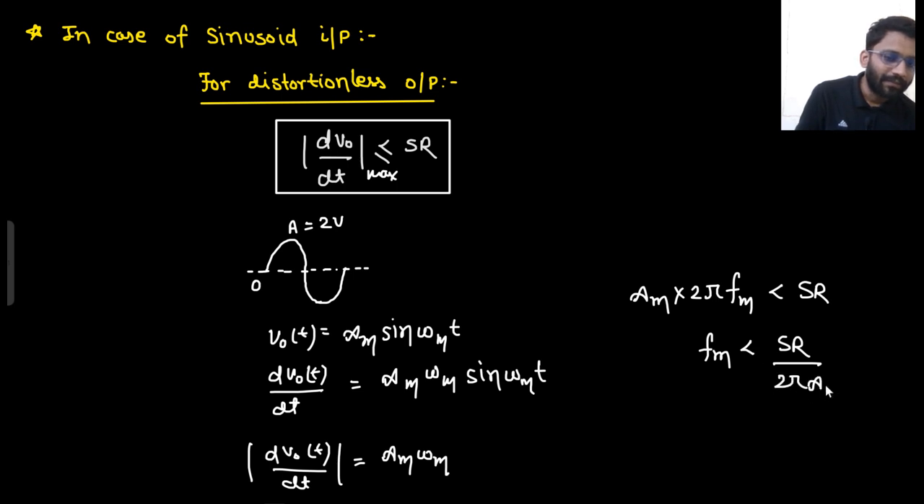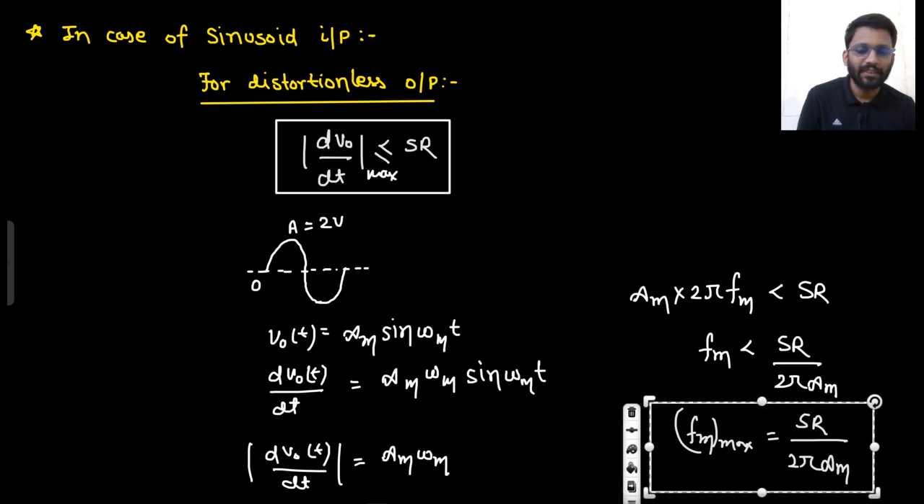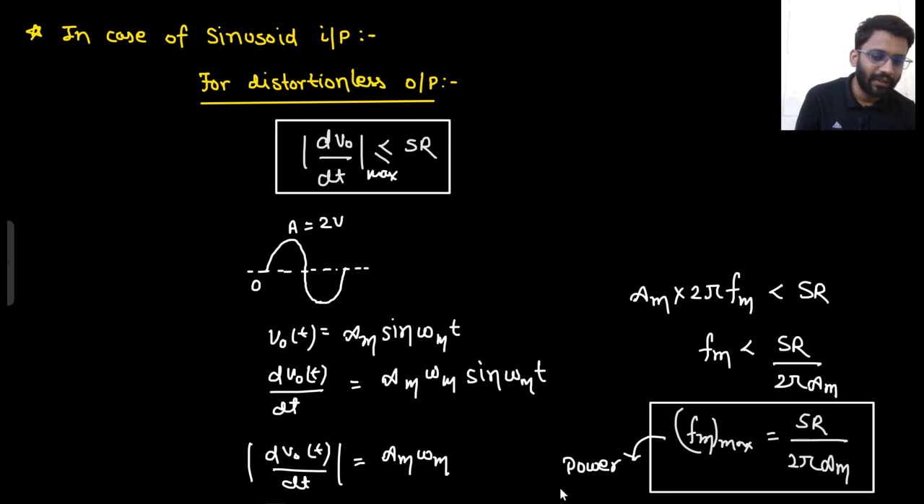2 pi AM. So what is the maximum value of Fm? That is slew rate divided by 2 pi AM, right? Sometimes this frequency is known as power bandwidth. Sometimes this name is also written, find the power bandwidth. So this Fm should be slew rate by 2 pi AM. You don't need to remember it, you just need to remember this one.